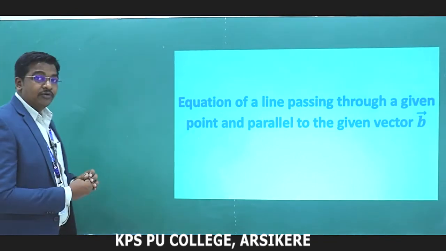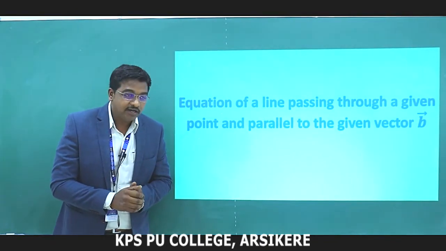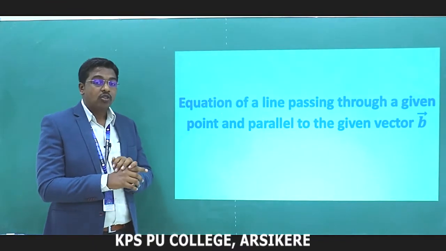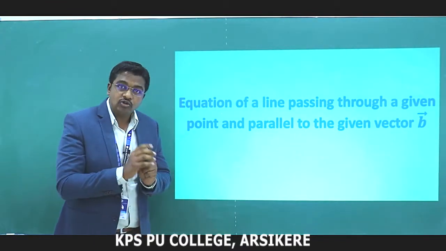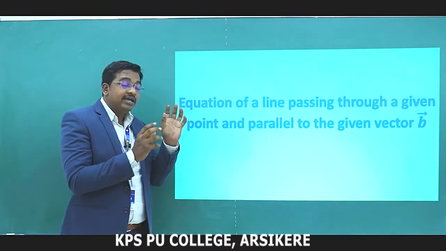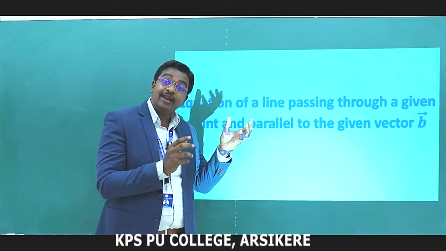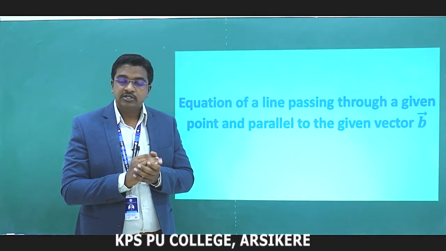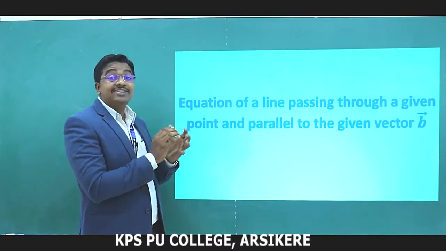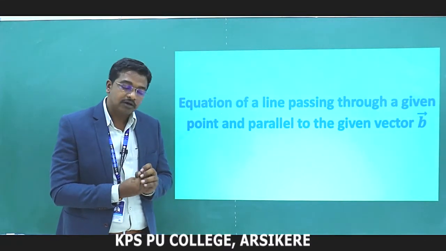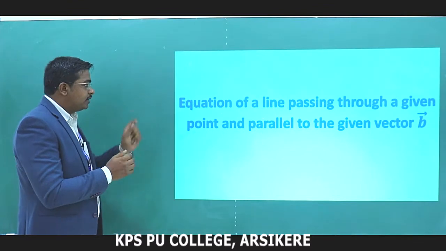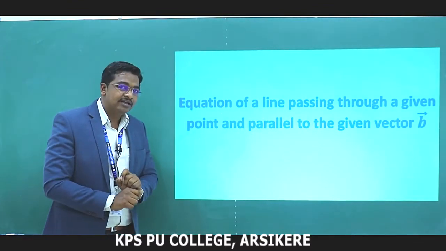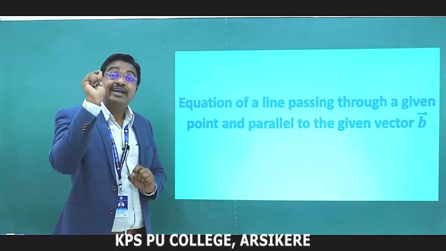Now, dear students, we are deriving the equation of the line passing through the given point and parallel to the given vector B. So use the videos with rewind to understand. Because in 3D geometry, if you want to derive a plane or the equation of a line, imagination is very important. Without imagination, we cannot learn 3D geometry. So now derive the equation of the line passing through a given point and parallel to the given vector B. Only vector B gives the direction to the line.